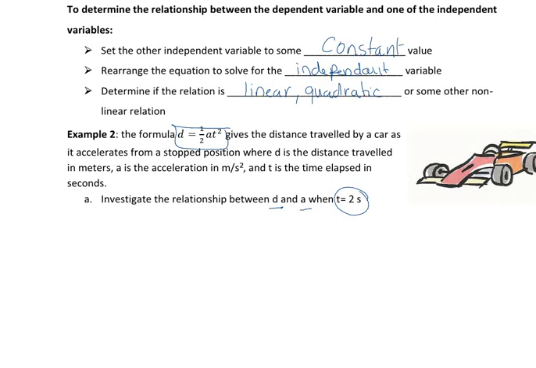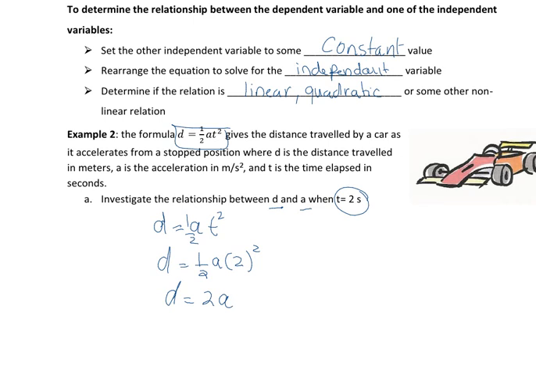So what I have to do here is plug in the value of T for T. Instead of T, I'm going to replace that with 2. So that becomes 2 squared, which is 4. 4 times a half, that's 2. A.